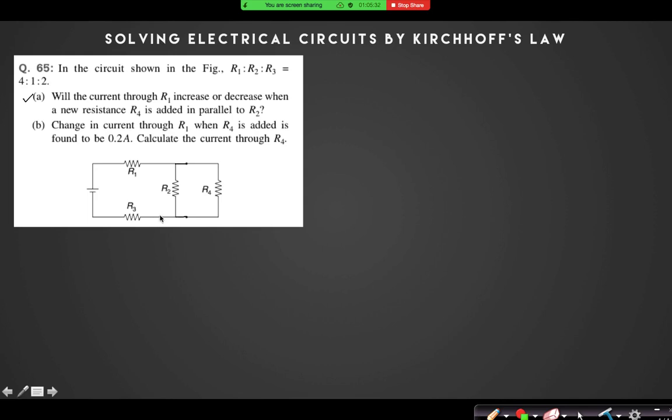Now let us move to the second one. Let us assume that the current in this branch is I1, current in this branch is I2, current in this branch is I3, and current in this branch will be how much? I1. The potential is V. Can I write a loop equation in this branch? What loop equation can I write?